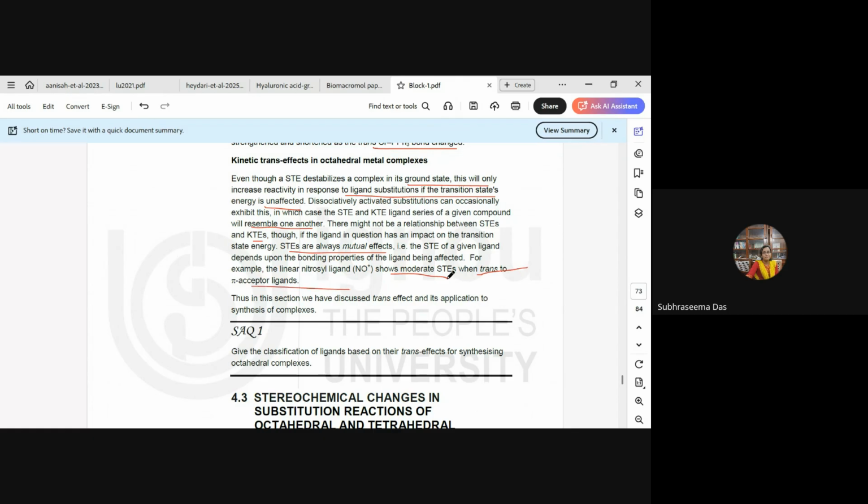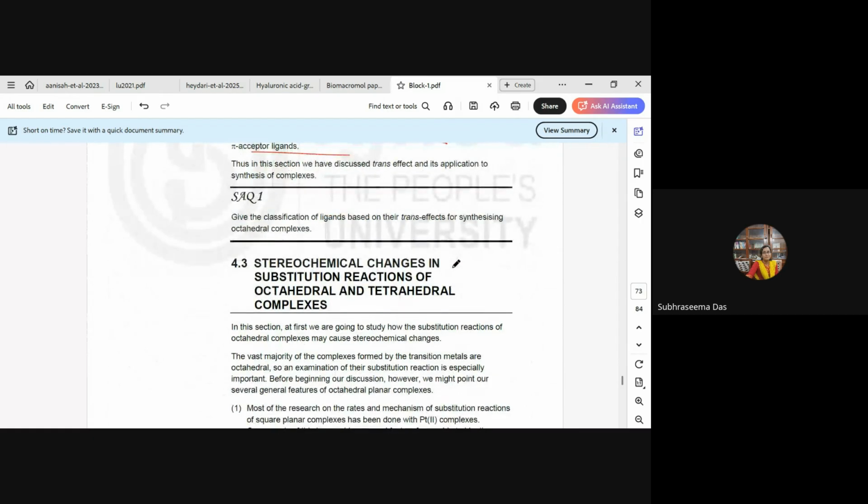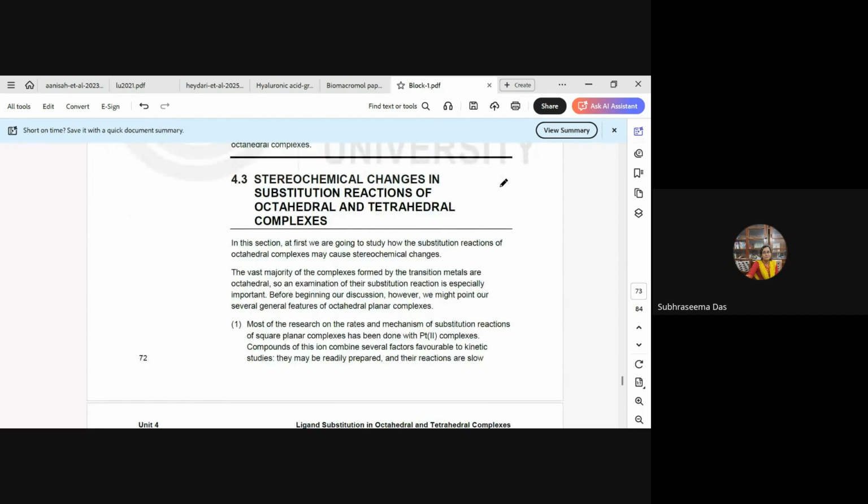Thus, in this section, the trans effect and its application to the synthesis of complexes has been discussed. Now we will talk about the stereochemical changes in substitution reactions of octahedral and tetrahedral complexes.